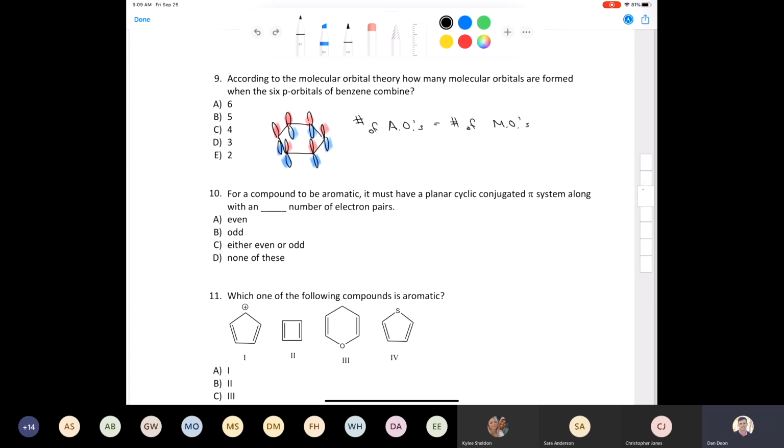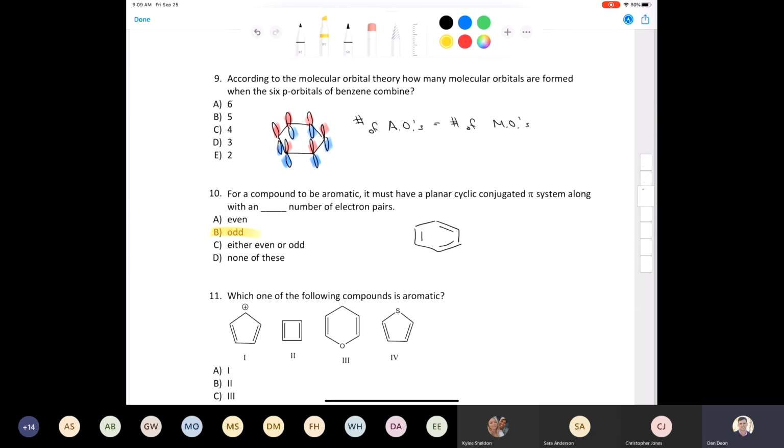For a compound to be aromatic, it must have a planar cyclic conjugated pi system along with a blank number of electron pairs. So if you think of benzene, okay, it's got 3 electron pairs. Anybody can answer that for me? Yeah, it's an odd number of electron pairs. Perfect. Yes. Good. Okay, an odd number of electron pairs.